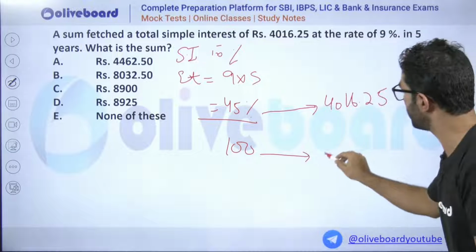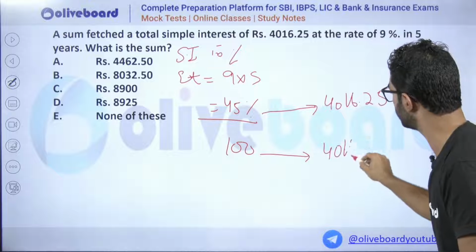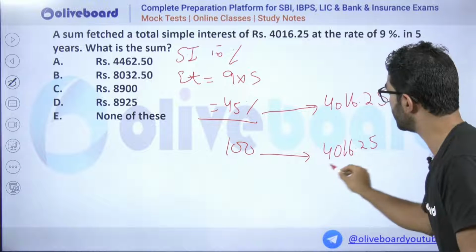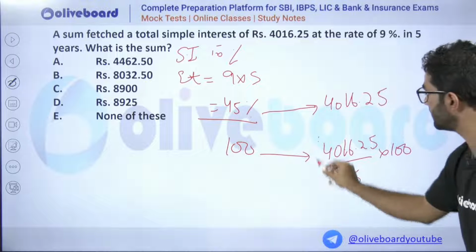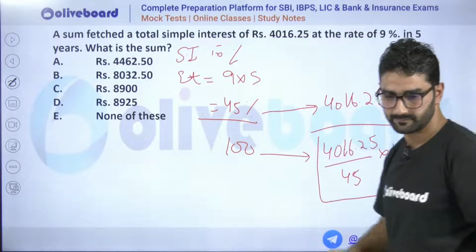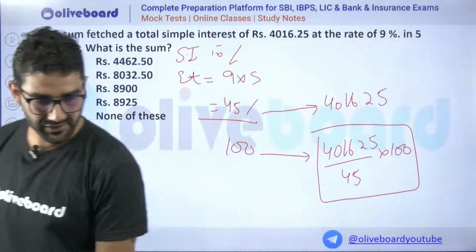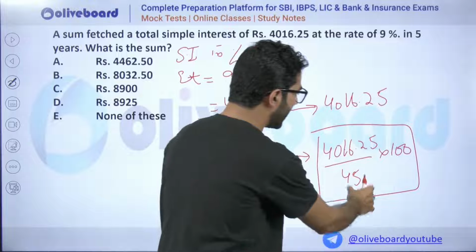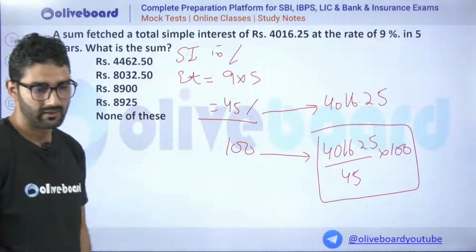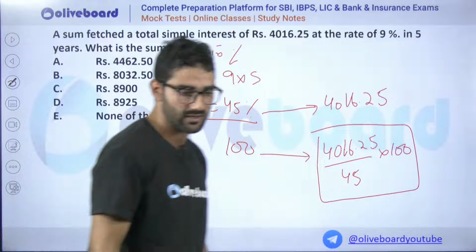It will be now 4016.25 divided by 45 and multiplied by 100. So this is the principal amount. What is the calculation? Pragati, please calculate this value. This will be the correct value. Calculate this much and give me the value, my dear.